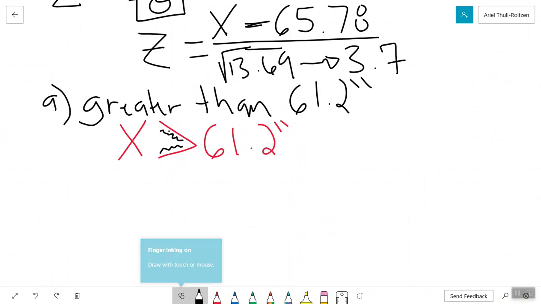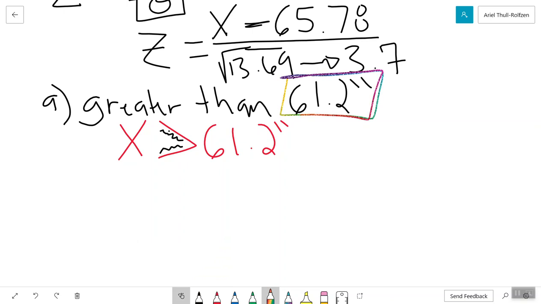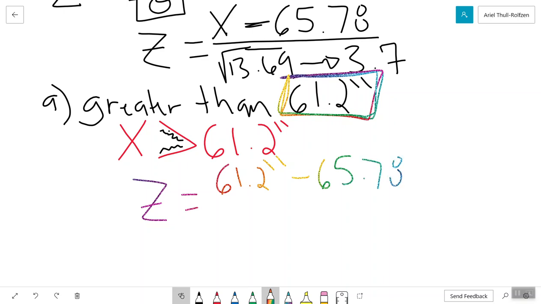This system is going to work a lot like Poisson and binomial distribution, where your x values are actually given to you in the problem. You're being told to plug x in. So where it says greater than 61.2 inches, you know that that's your x value. So we're going to say z equals 61.2 inches minus 65.78 inches, all over our standard deviation 3.7. And we're going to solve for our z-score.